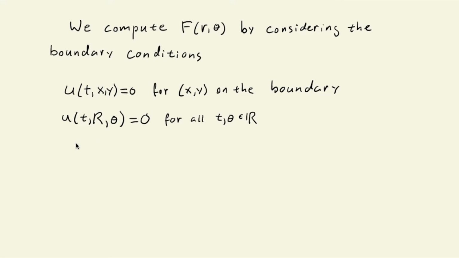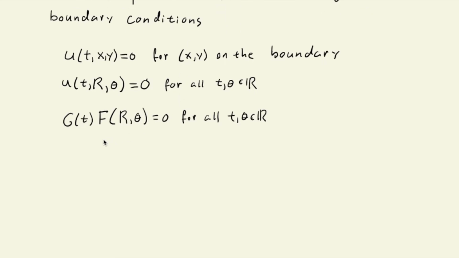Right? Using our formula, this means that g(t) times f(r, theta) is equal to 0 for all t and theta in R. And if we assume that the solution is non-trivial, we know that there should be some value of time for which g(t) is not 0, and in that case we would be able to divide by g(t), right?